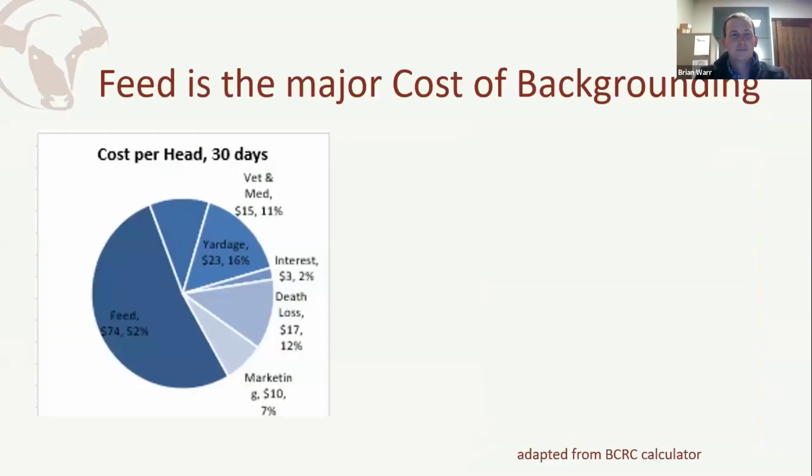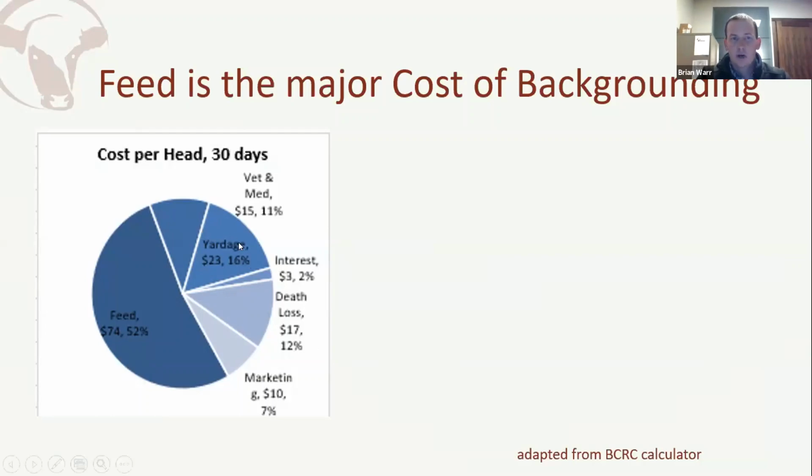So with that said, I think we know this, that feed is the major cost of backgrounding, but I wanted to put these graphs in, and I used the BCRC calculator to generate these graphs. They're not terribly beautiful, but they're effective at showing that if we backgrounded these calves, and I set parameters that seem reasonable for the current marketplace for 30 days, feed costs would actually be 52% of the total cost of the backgrounding process. We have some other fixed costs over here.